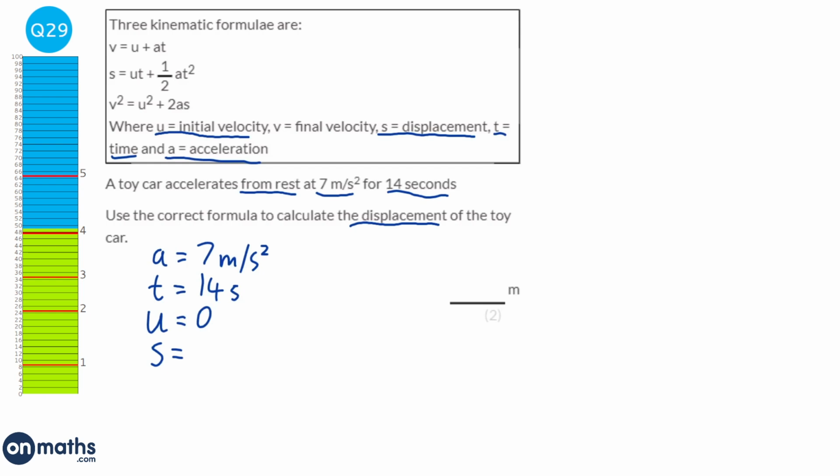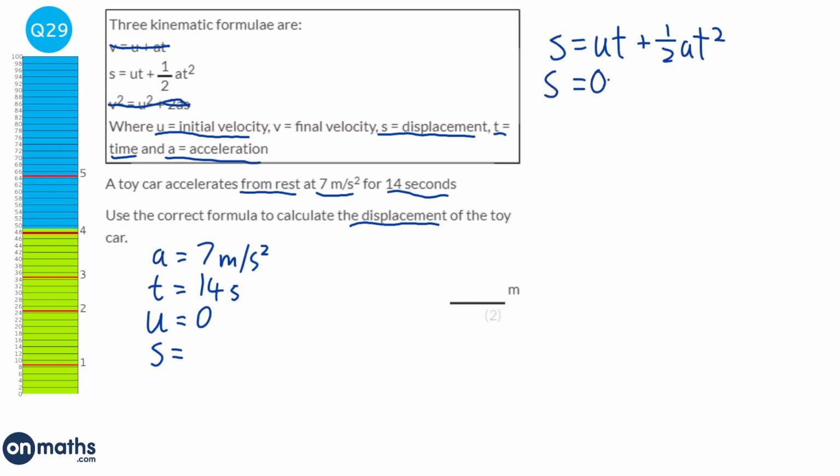So notice we don't have a v, so we're not using that top one, we're not using that bottom one, so we're going to be using that middle one. So we write the formula out, s equals ut plus half at squared. Now we're looking for s, so let's leave the s there.